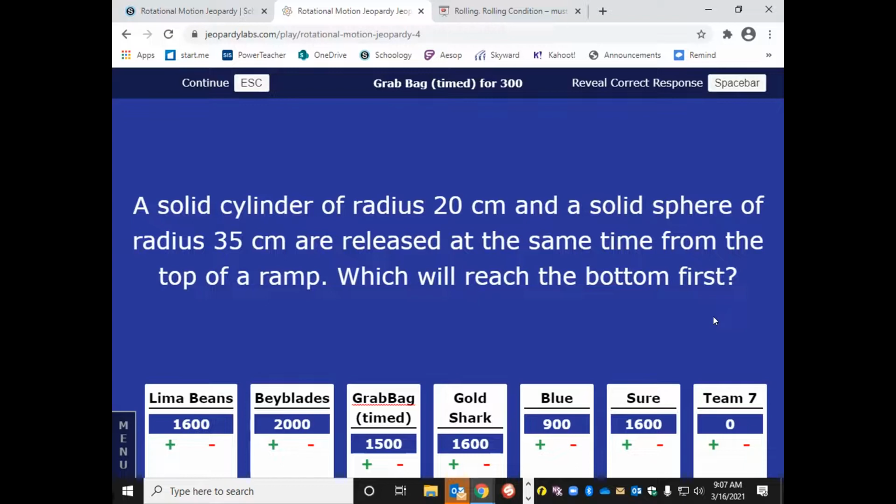So the solid cylinder, by the way, solid cylinder is just a disc, right? Solid cylinder is a disc.